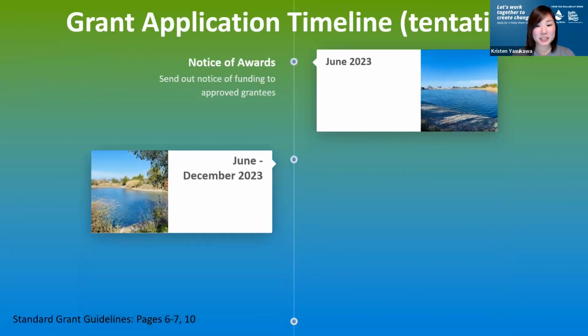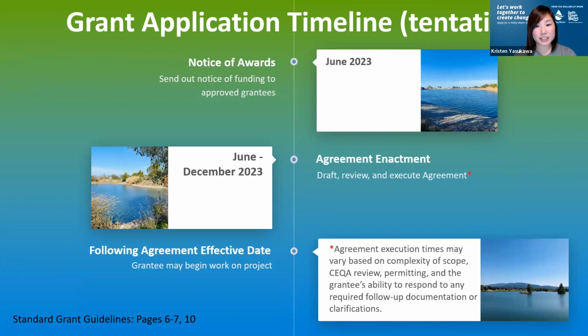All right, so finishing out the timeline here. Usually we will go to the board in May for those funding decisions. That's usually the second board meeting in May. Then we will give the notice of awards to all applicants, their status of award, in June 2023.